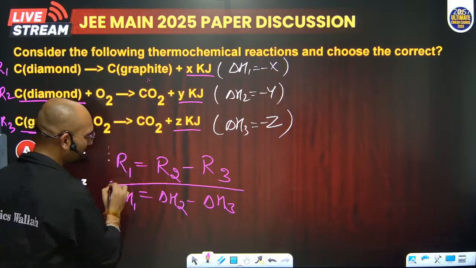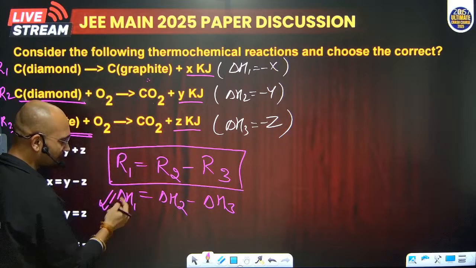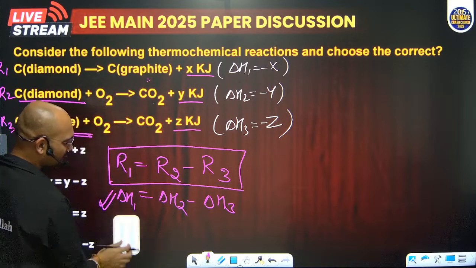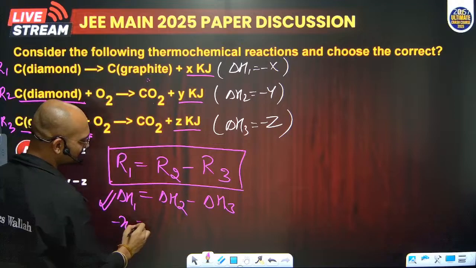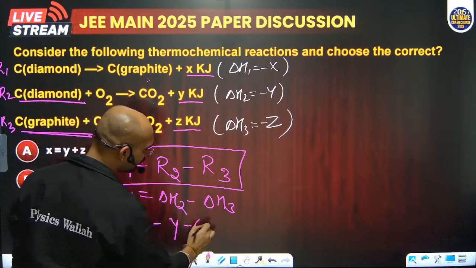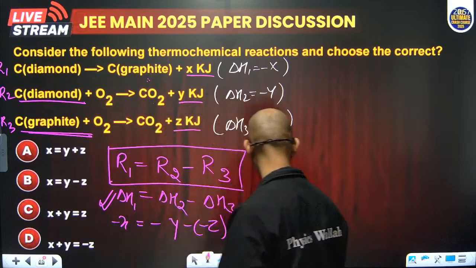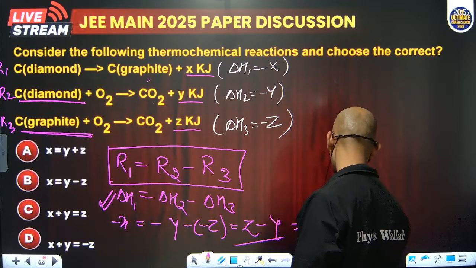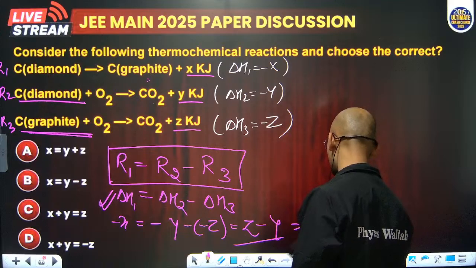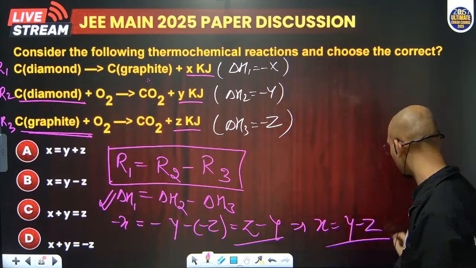Whatever is the relationship between reactions, the same is the relationship of heat. So what will happen? Delta H1 is how much? It is given as minus X equals minus Y minus of minus Z. So it will be Z minus Y. So minus X equals Z minus Y. So X equals Y minus Z.